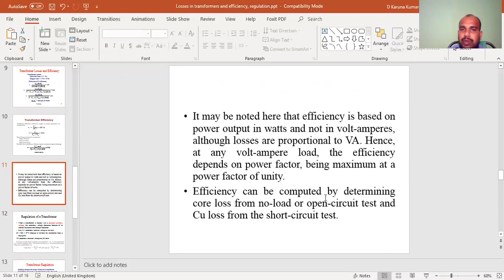The efficiency can be determined from the core losses from the no load or open circuit test and the copper losses from the short circuit test. The losses of the transformer are found by using the open circuit test and short circuit test. The open circuit test finds the core losses. The short circuit test finds the copper losses.